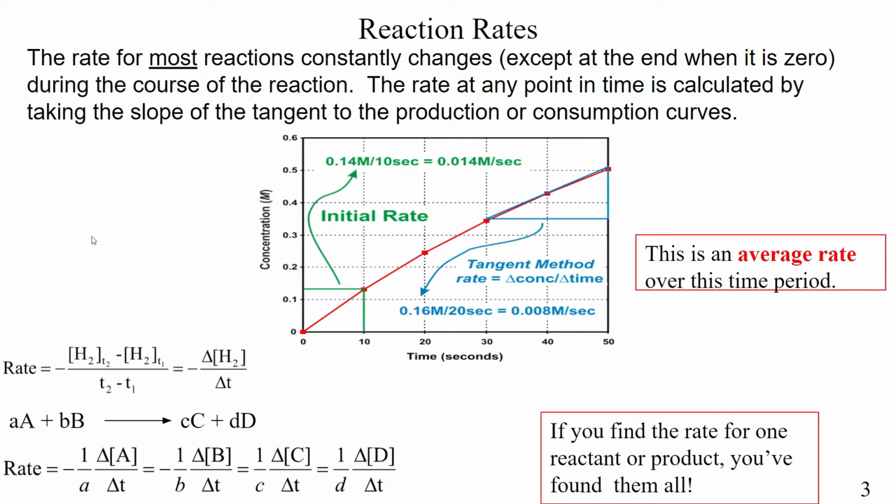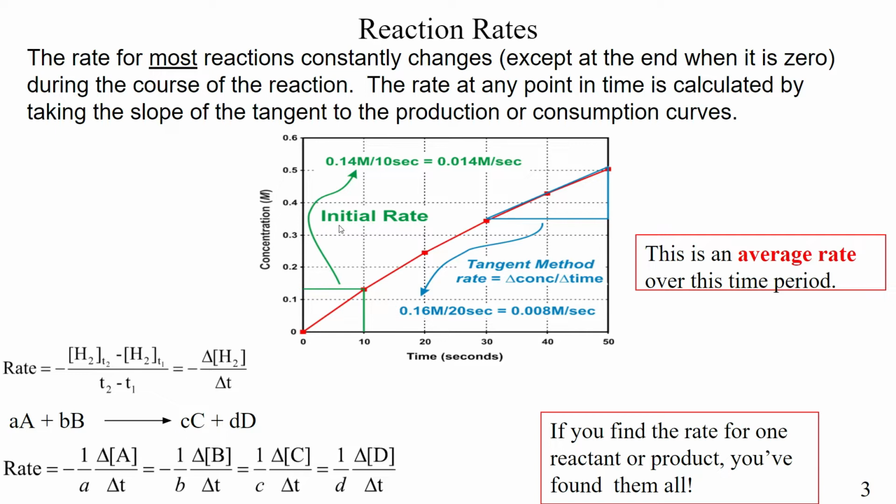So over our period of reaction, we're going to see a change in concentration, as I mentioned before. The rate at any point in time is calculated by taking the slope of the tangent to the production or consumption curves. So we look here: concentration, time, right? That's our reaction rates. We're looking at concentration over time. We can find our rate either at one particular point, or over a particular time.